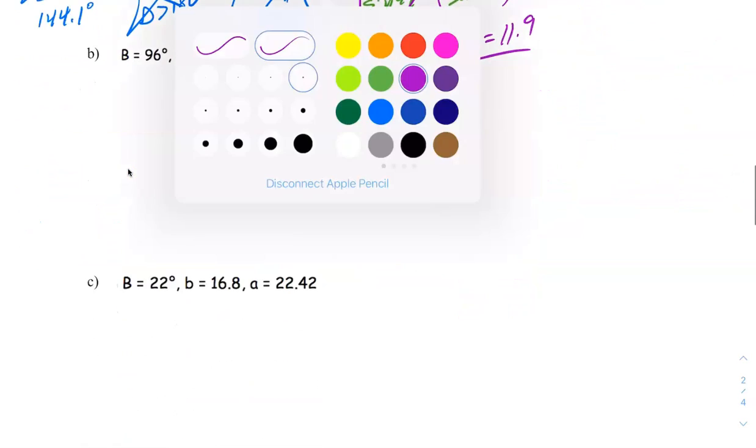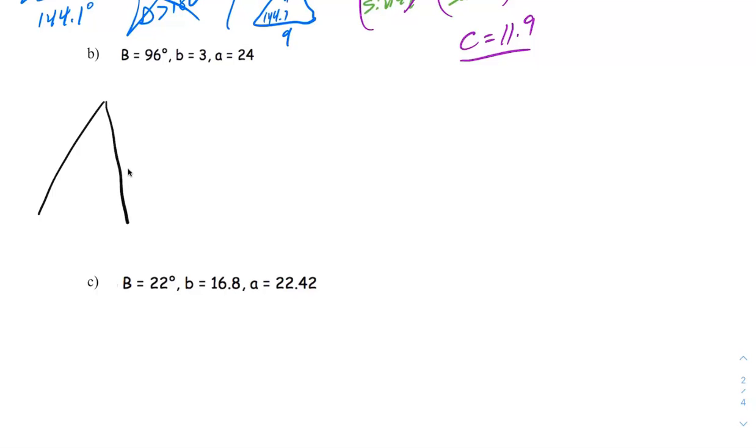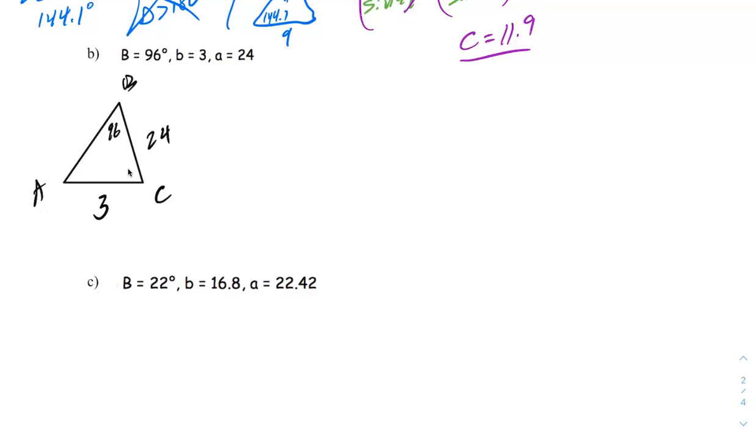Next one, same concept. So again, we're going to draw it out. Okay, so ABC doesn't matter. This is 96. B is 3, and A is 24. So we solve it like we normally do. What do we have? We have the B's again. I have angle B and side B. So I'm going to do 3 over sine of 96. And then we could find the A. So 24 over sine of A.